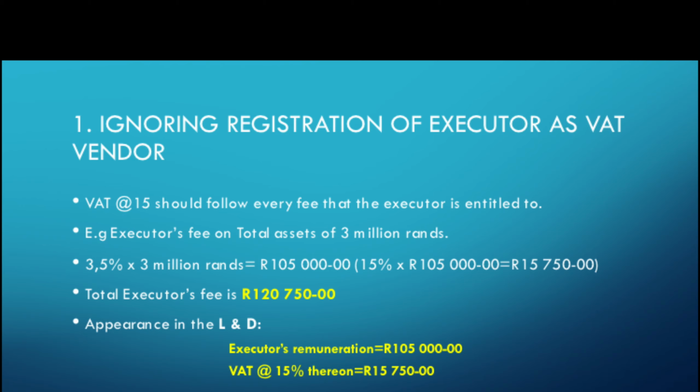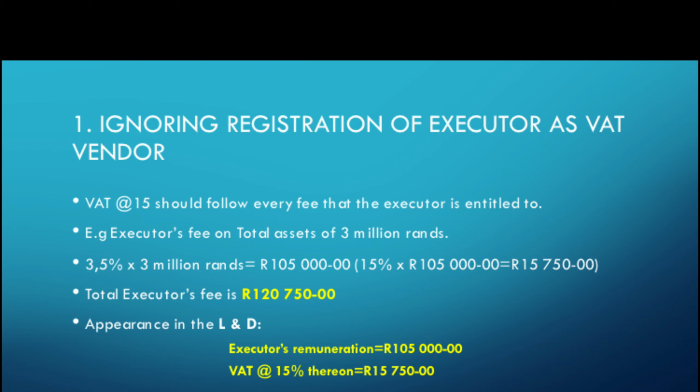The current VAT rate is 15%. VAT at 15% should follow every fee that the executor is entitled to. This includes the executor's fee at 3.5% and also the executor's fee at 6% on income after the date of death. An example is as follows. 3.5% times 3 million rands is 105,000. Now, 15% thereon: 15% times 105,000 is equal to 15,750.